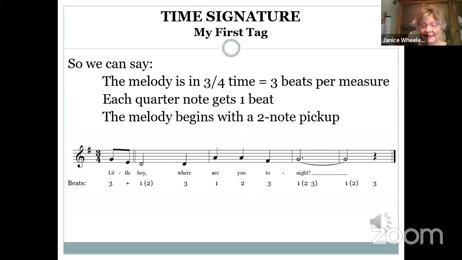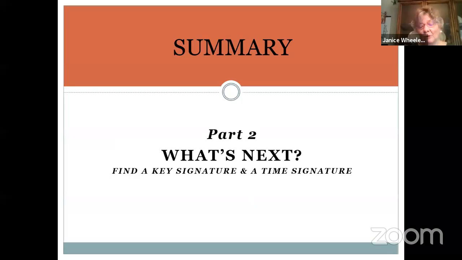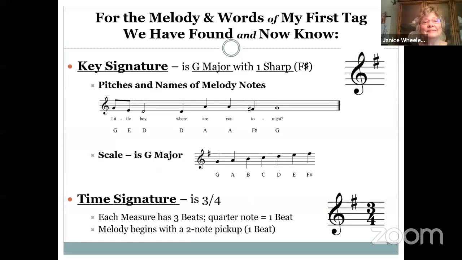So let's summarize what we've done today. We wanted to find a key signature and a time signature. And for the melody and words of my first tag, we have found and now know that the key signature is G major with 1 sharp, F sharp. We found that by learning what the pitches and names of the melody notes were, and then by finding the scale that contained all or most of those.